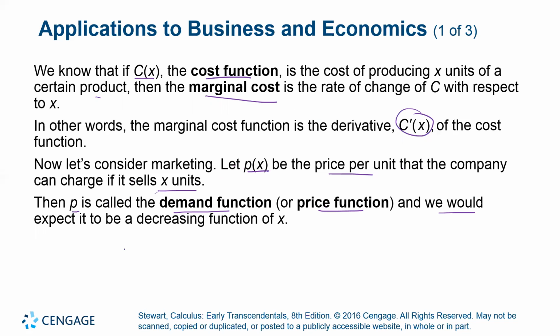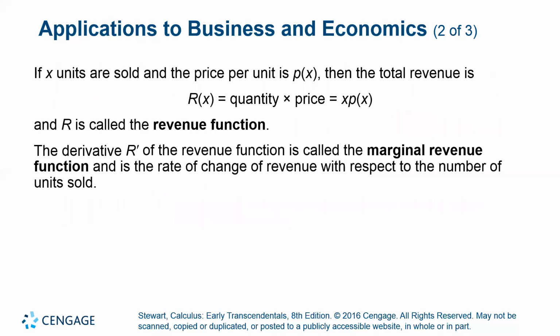We will expect it to be a decreasing function, because if price goes higher, most commodities, the demand goes down. If price is high, we won't buy unless it's a necessity. We will denote R of X as the quantity times the price. That's your revenue function.